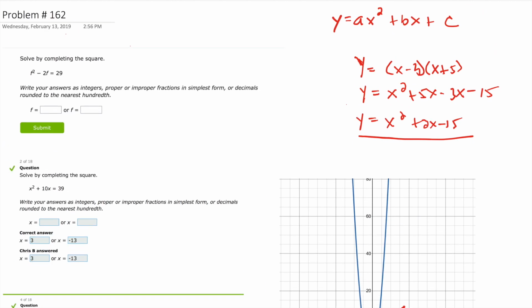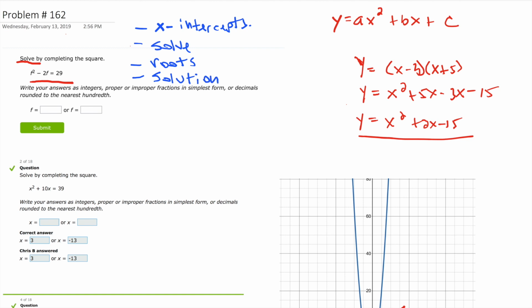So whenever you see a quadratic equation like this, and it says solve, what they're really saying is find the x-intercepts. So you're solving for the x-intercepts. They could say find the x-intercepts. They could say solve, or they could say find the roots, or they could say what are the solutions? It's 4 different ways of saying the same exact thing.